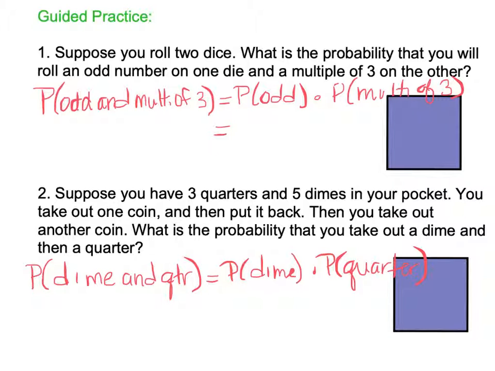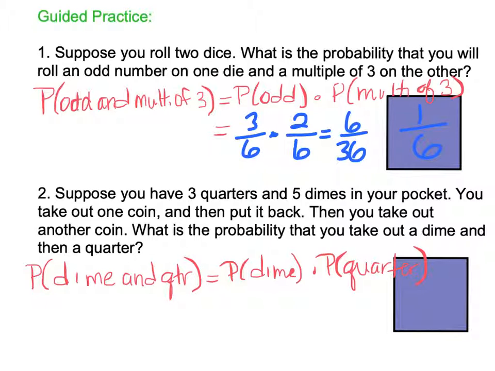So in the first problem, you're rolling 2 dice. That's definitely independent events. The probability of rolling an odd number on the dice would be 3 out of 6 total outcomes. And the probability of rolling a multiple of 3 would be 2 out of 6. There's 2 options of rolling a multiple of 3 on the dice, and that would be 3 and 6. Multiplying those two together, you get 6 out of 36, or a final answer of 1 out of 6 when you reduce.